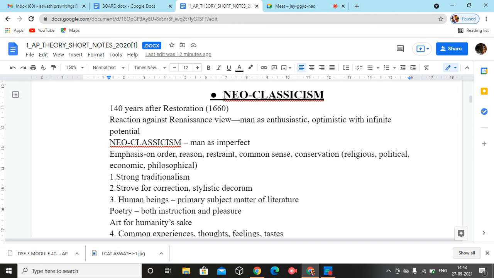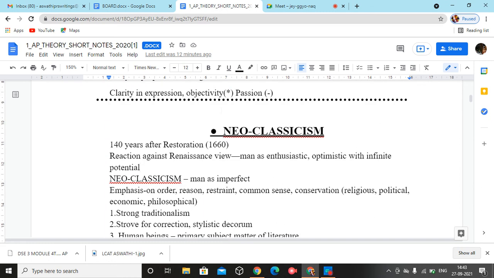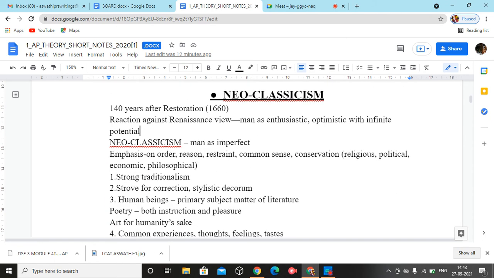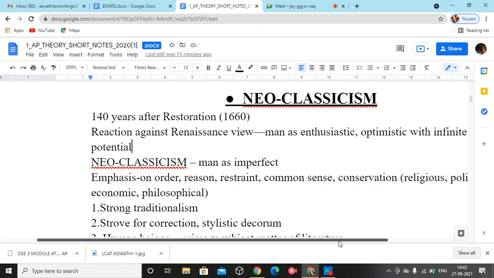That's why it's Neoclassicism. And emphasis is on order, reason, restraint. Our old friend is coming back: reason, restraint, common sense, conservation. You're conserving things, religious, political, economic, philosophical. At every point, you want to conserve your ideas, thoughts. You want to conserve your own potentials. Everything is to be limited. So this is what is happening.